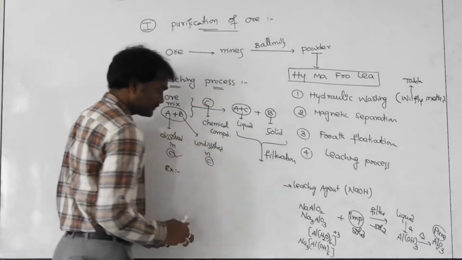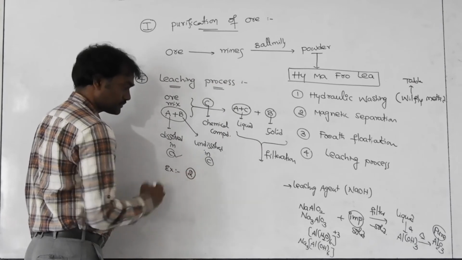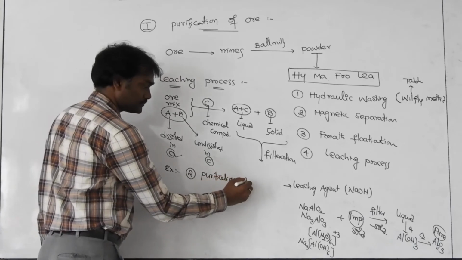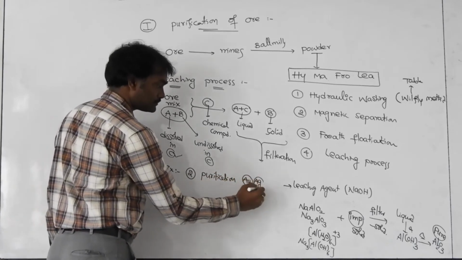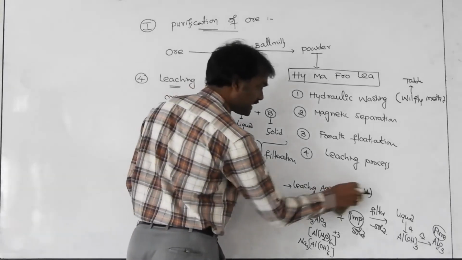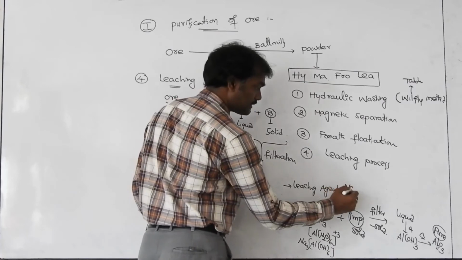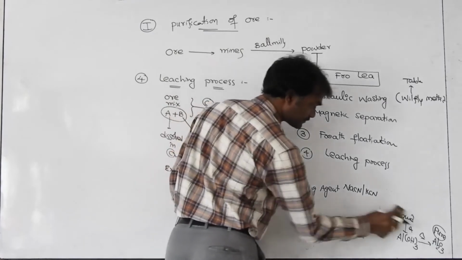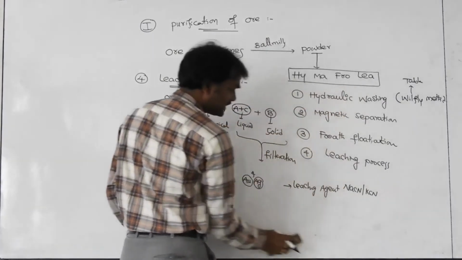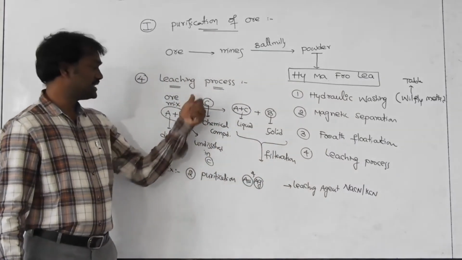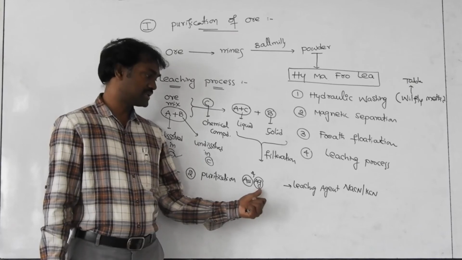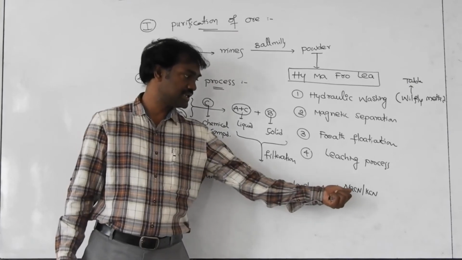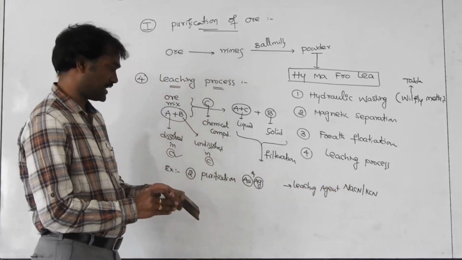Next, the second one: purification of gold and silver. What is the leaching agent? You can take NaCN, otherwise KCN. In your entrance exam, the ores purified by leaching are aluminium, and second, gold and silver. The previous leaching agent for aluminium is sodium hydroxide, but here the leaching agent is sodium cyanide or potassium cyanide.